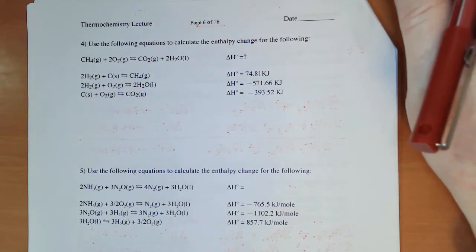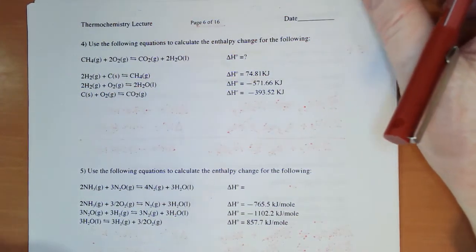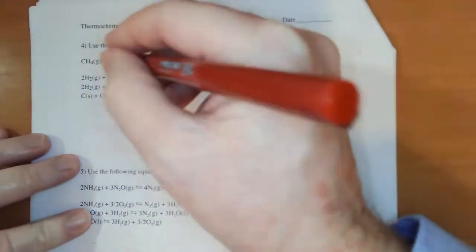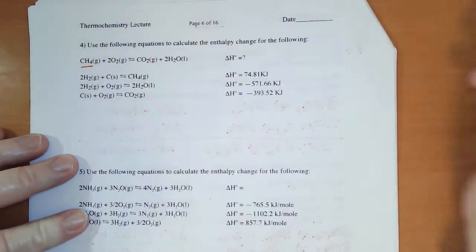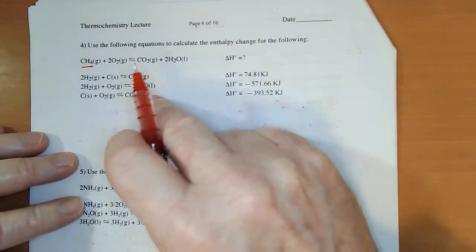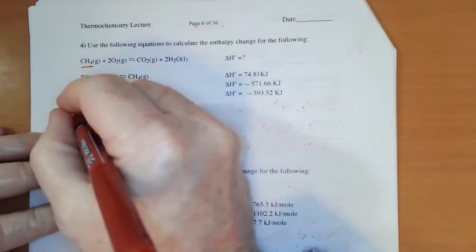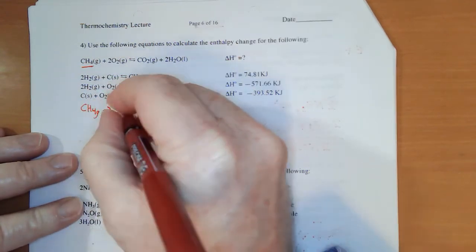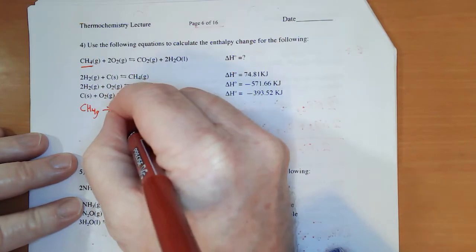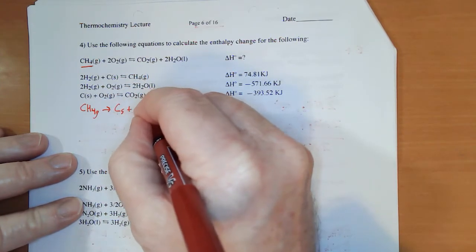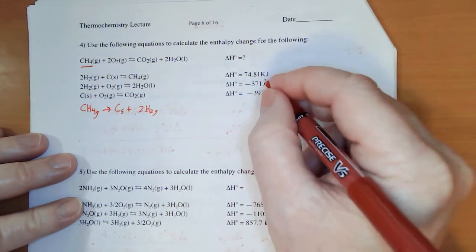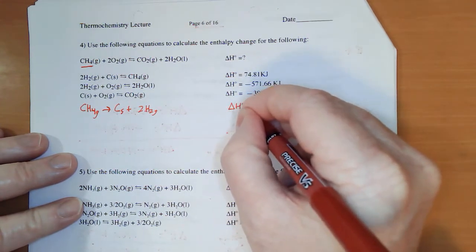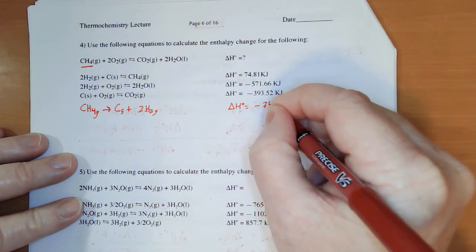We're going to go through and talk about each of these problems just to see how you did. In our first one, we're looking for CH4 as a reactant, and I see that in the first equation here, but I need to reverse it. CH4 gas gives me C solid and H2 gas. It was a positive, so now the delta H naught is a negative 74.81 kilojoules, which is cool.